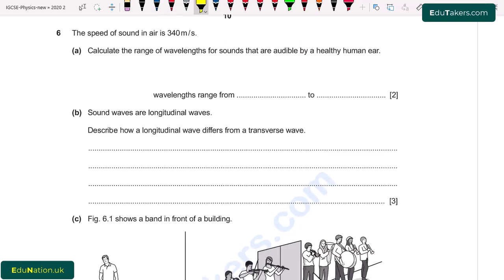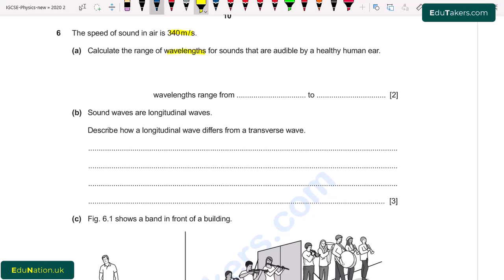Question number 6. The speed of sound in air is 340 meter per second. Part A. Calculate the range of wavelengths for the sounds that are audible by the human ear. So here we have to calculate the range of wavelength.